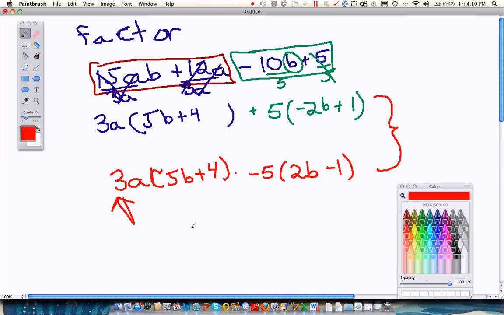So that takes a look at a little bit of a different factoring method. And in the last video, we'll take a look at doing some solving.